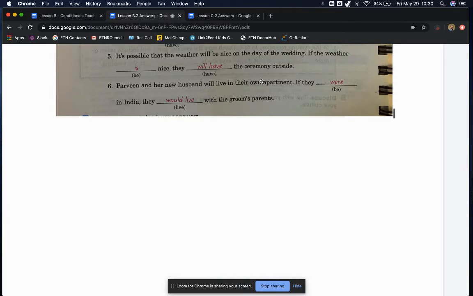And then number six, Parveen and her new husband will live in their own apartment. If they were in India, now is that possible? No. It's unreal. It's not something they're going to do. They're not going to move to India now. They live here. If they were in India, they would live with the groom's parents. Okay? They would live with the groom's parents. Okay.